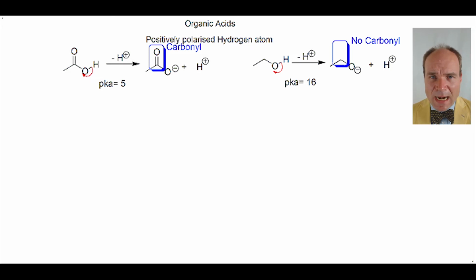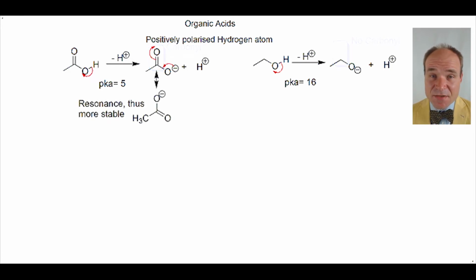The carbonyl allows us to create a second resonance structure from the conjugate base with the carboxylic acid. This means the negative charge is spread over more atoms, and we have a more stable conjugate base. It's more stable, so it's less reactive. So it's less likely to go from the right-hand side of the equilibria to the left-hand side. So the reaction dominates from left to right, more so than the alcohol.